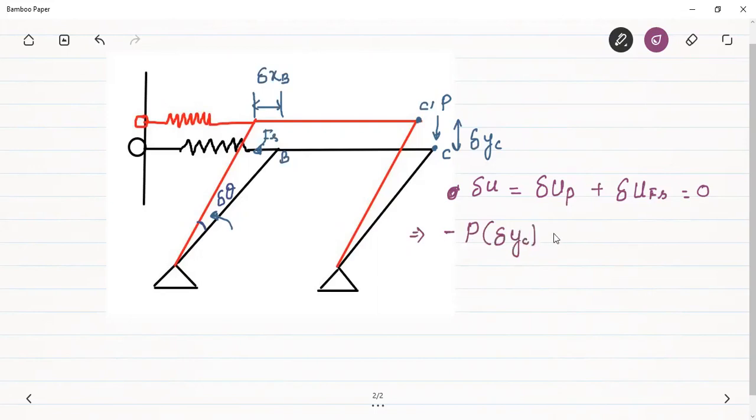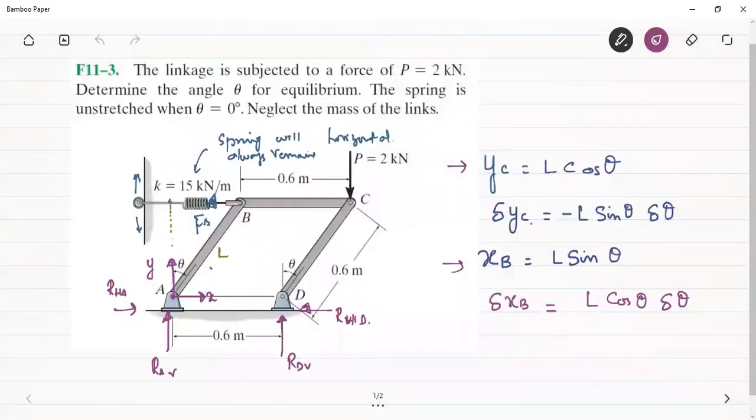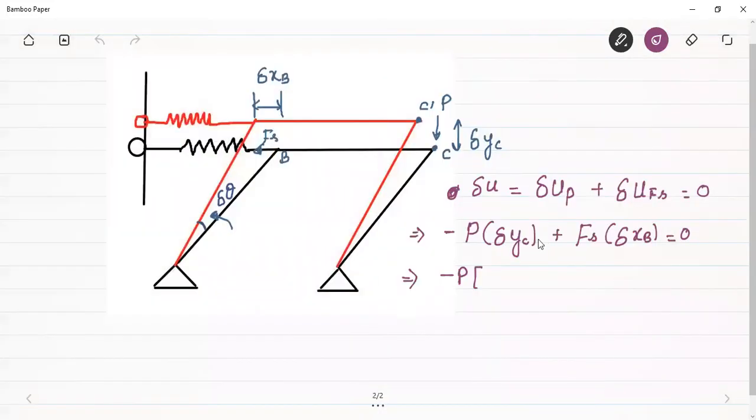What about the spring work? The spring force is acting in the negative x direction, and the differential displacement, here we have to see the differential displacement. Okay, both the spring force and the differential displacement are in the same direction, therefore the work done will be, that is spring force multiplied by what? The differential displacement in the x direction. So we can write that this is minus P. What was delta yC equal to? So I don't need to take the minus here because I have already taken the sign of the work. Therefore, it will be L sine theta delta theta.